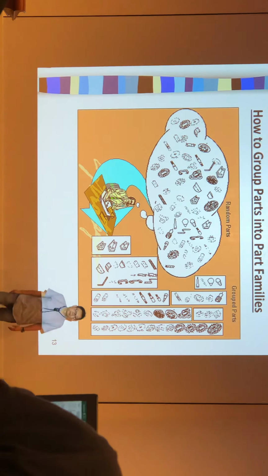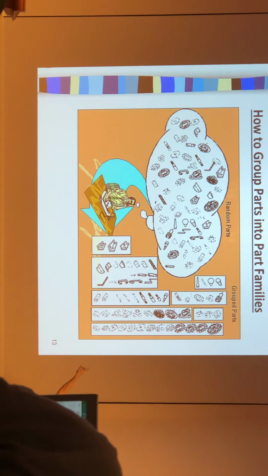But the thing is how to find that. It's the conversion from the left side to the right side. So identifying part families is a very important task. It's probably the most important task for applying this group technology.